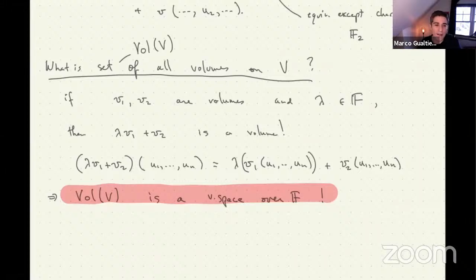So for example, if I had one volume which evaluated on the unit cube, let's say that I had a basis, right? And suppose that I had a volume that evaluated on the unit cube to be 1, right? Then I can add it to itself, and I would get a volume that evaluates to 2, right? I could multiply it by a scalar. I could get any number in the field as the volume of the unit cube.